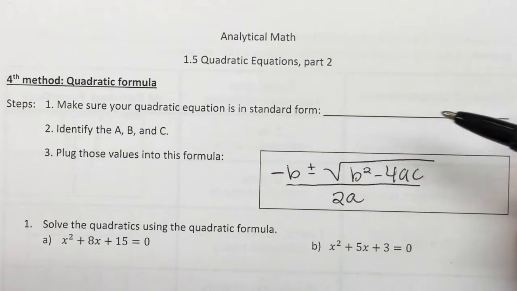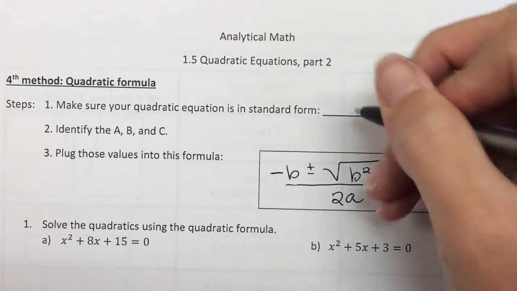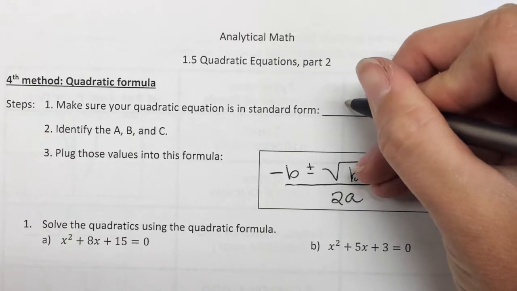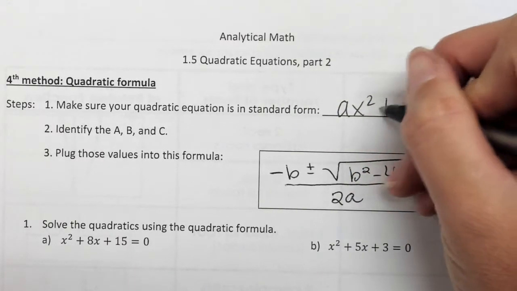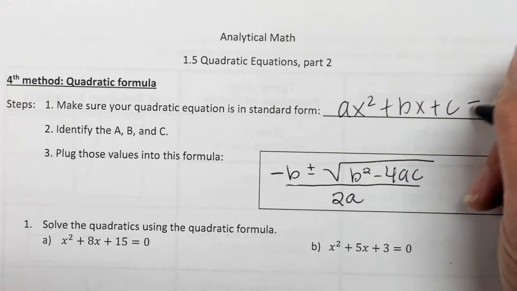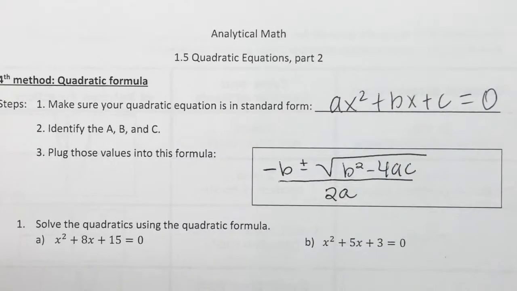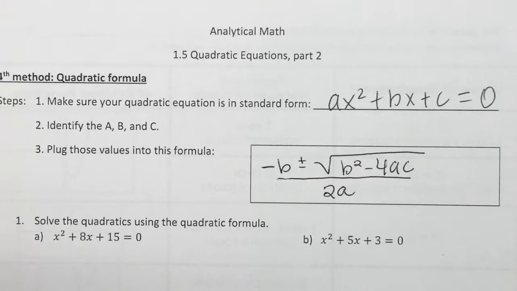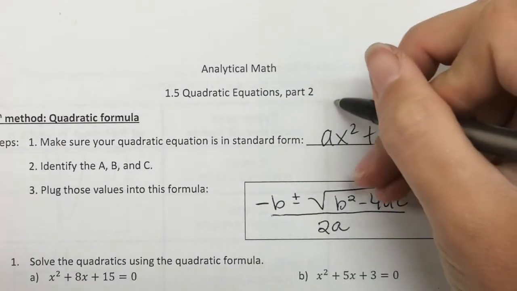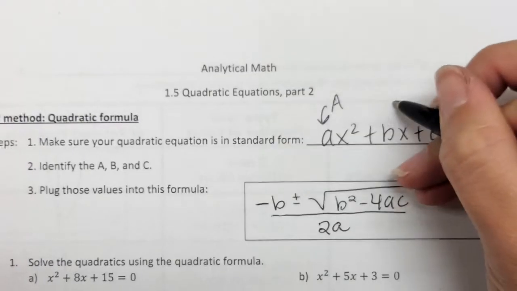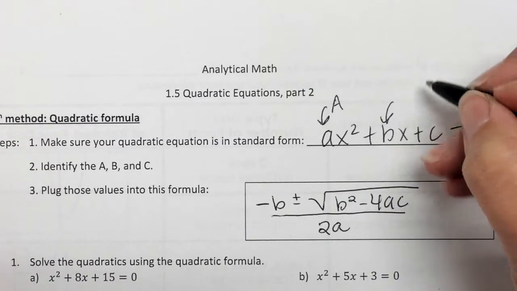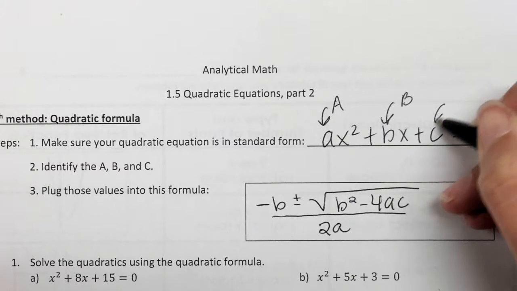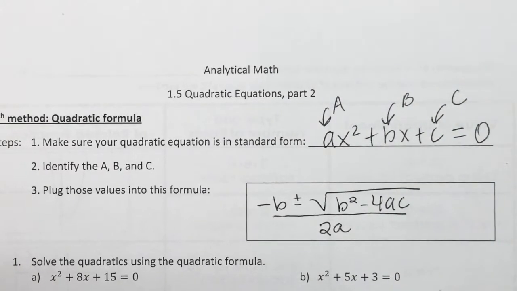The first one's just make sure it's in standard form. Does anybody know what standard form of a quadratic is? Yeah, ax squared plus bx plus c equals 0. So everything's on the left side, and it has to be set equal to 0. After that, you just identify a, b, and c. A is the number beside which one? X squared, good. B is this number, it's always going to be beside x, always.